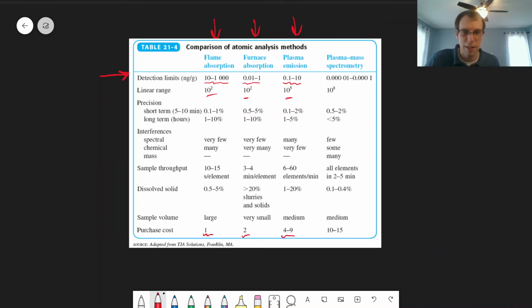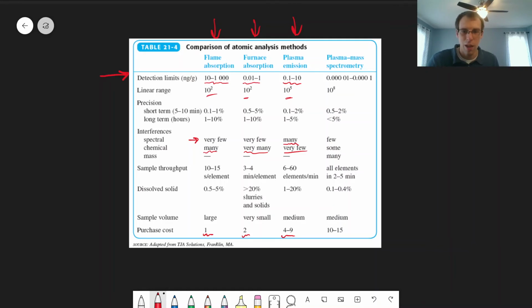Precision is pretty similar across all of these. The furnace absorption is the least precise. The long-term precision is about the same for all of them. And then we can look at the interferences. For spectral interferences, the absorption measurements have very few, whereas with emission, you have to worry more about multiple things emitting in your sample. So there's more issues with spectral interference. With chemical interference, on the other hand, flame absorption has a lot, because the temperature is lower for the atomization process. Furnace absorption, there's a lot more. And with plasma emission, you have very few chemical interferences because of the high temperature of the plasma that you're using.